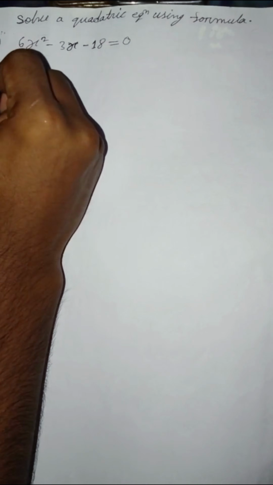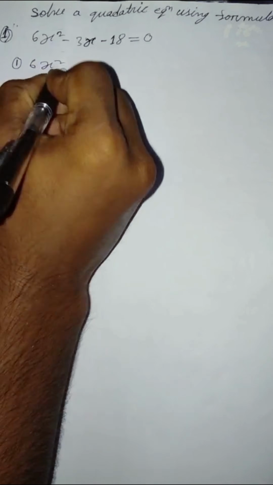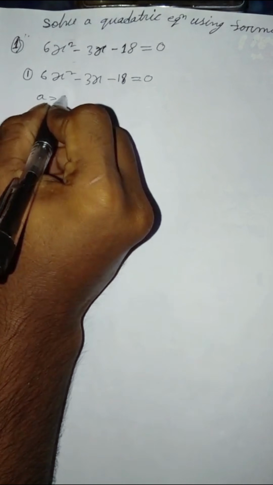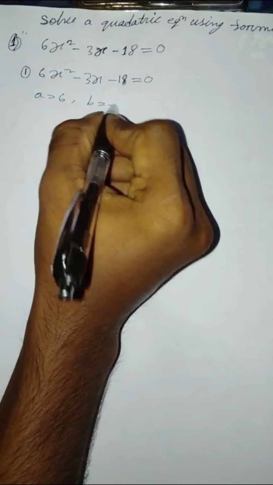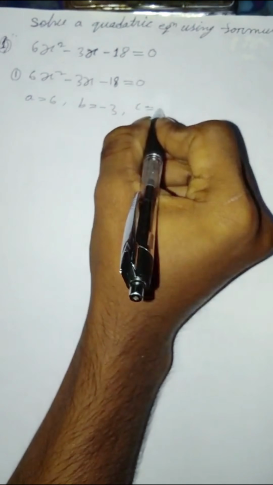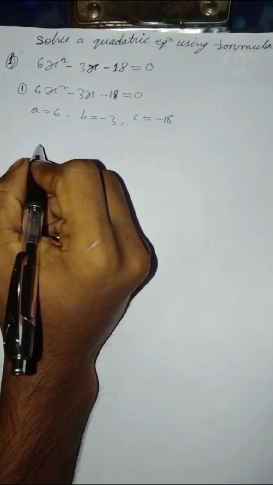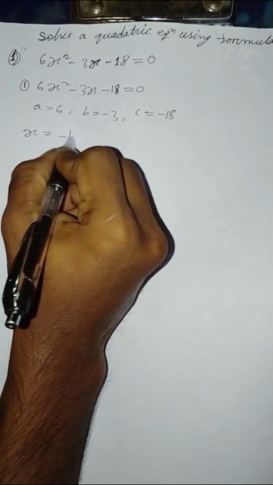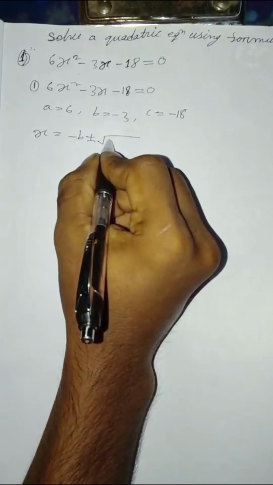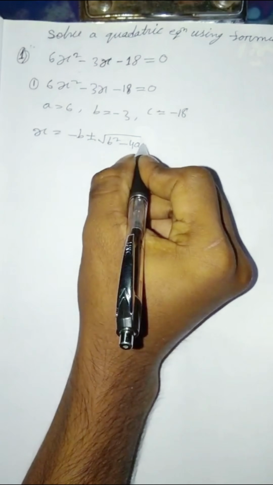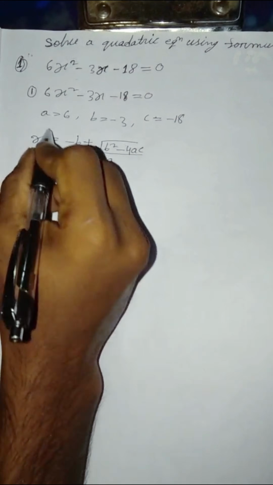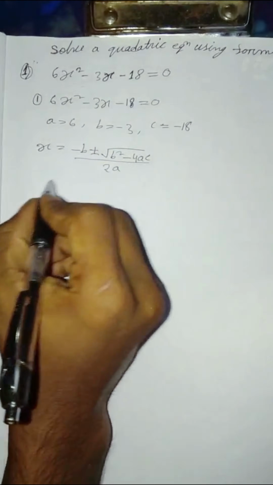So here the quadratic equation is 3x minus 18 is equal to 0. So here a will be 6, b is minus 3, and c is the constant minus 18. We know the formula of the quadratic equation: x is equal to minus b plus or minus under root b square minus 4ac, divided by twice a. So let's put these values into this formula.